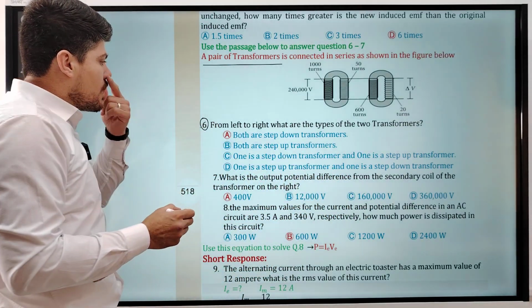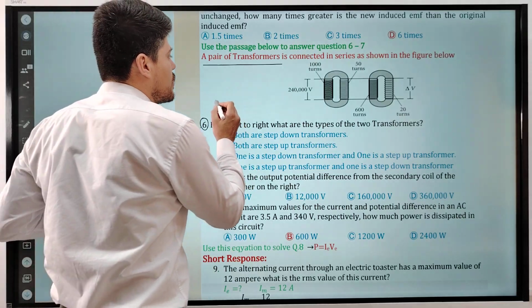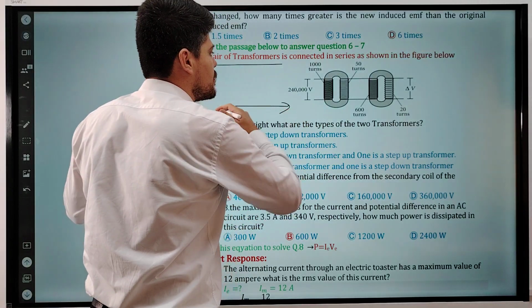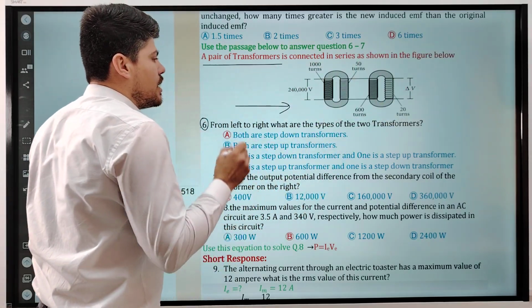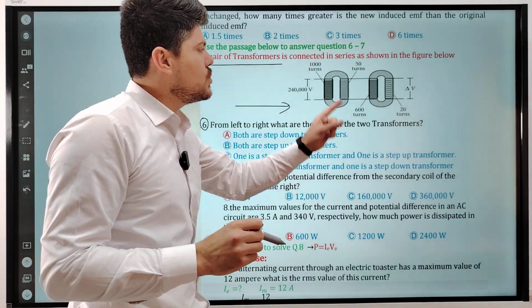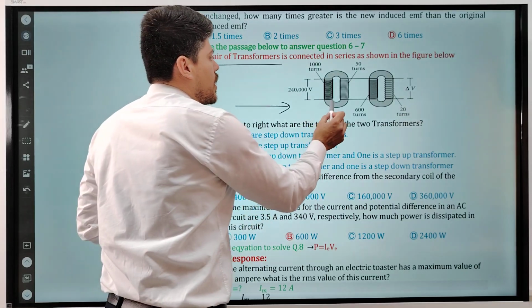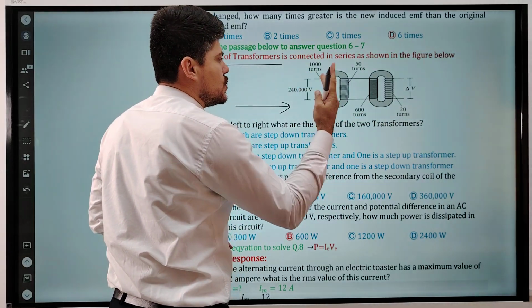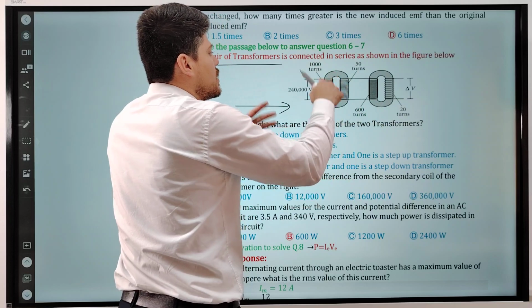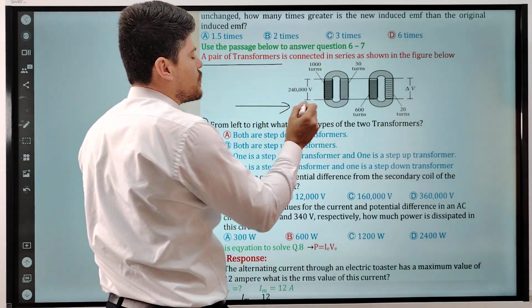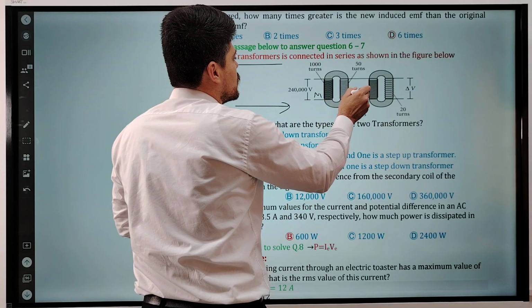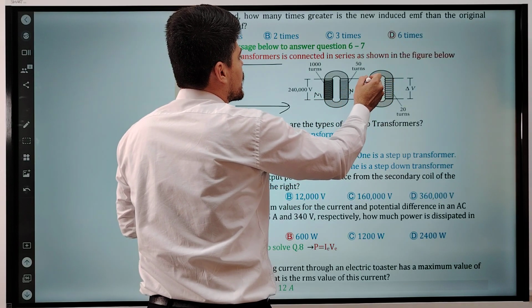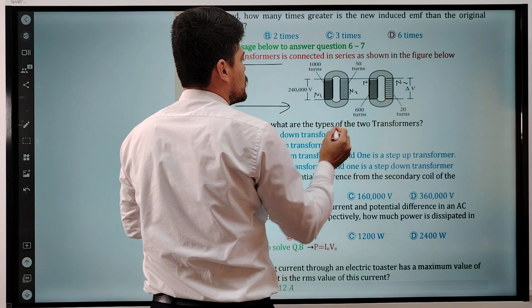Question number 6. From left to right, which means that from this side, left to right, what are the types of the 2 transformers? How many transformers do we have? 2. From left to right, what are the types of the transformers? For the first transformer, this is N1, this is N2. For the second transformer, N1, N2.